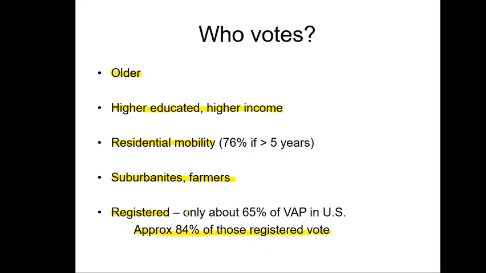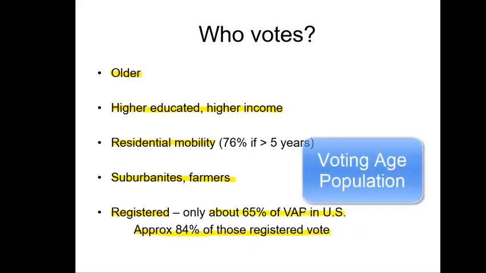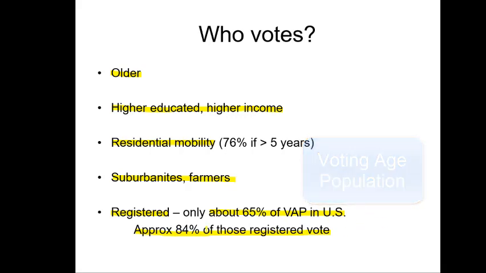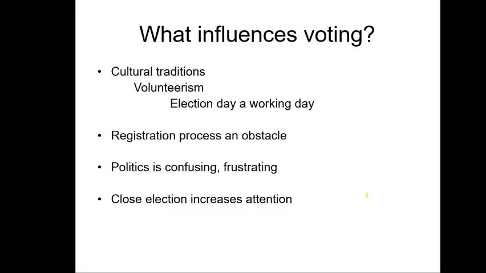However, as I've said before, only about 65% of the voting age population, that's what the VAP stands for, only 65% is registered. So when you put those two together, that gives us about our 55% turnout right there.